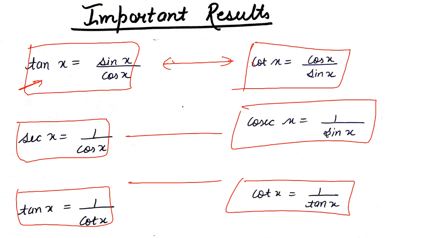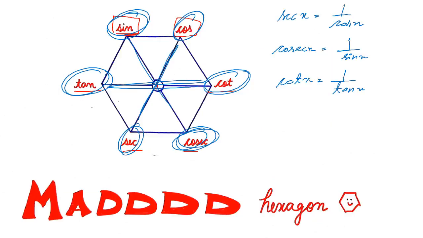Now you will ask, sir, how can we remember the formula tan x is equal to sin x by cos x using the mad hexagon? Just mark one arrow like this. Tan x is sin x divided by cos x. If you want to remember for cot, you can remember it like this. Cot x is cos x divided by sin x. So just remember this arrow. One arrow is like this starting from tan x, and one arrow is like this starting from cot x. This is clockwise, this is anti-clockwise. Fine. So all the formulas you can remember using the mad hexagon.